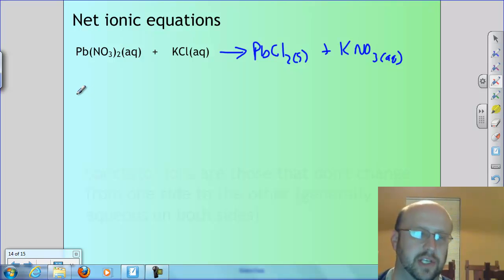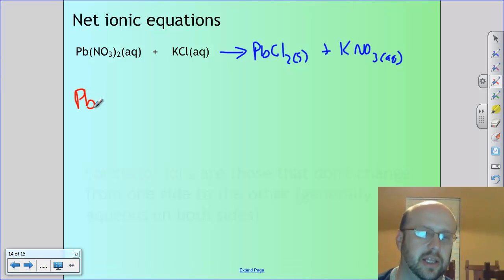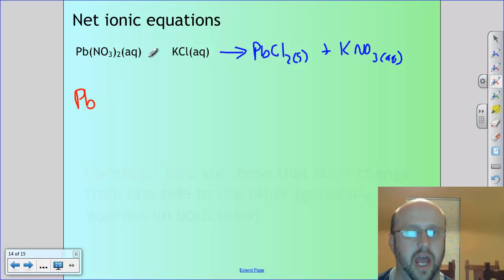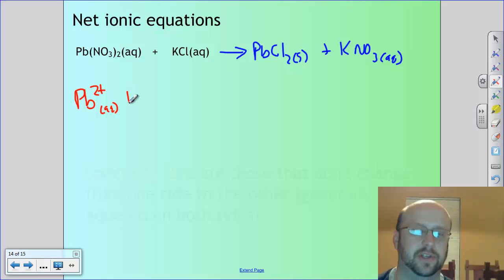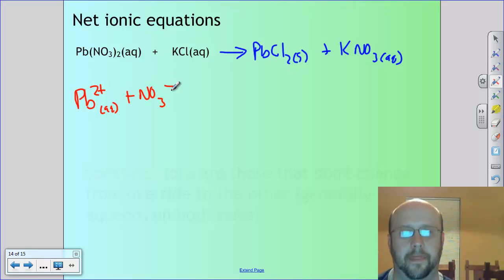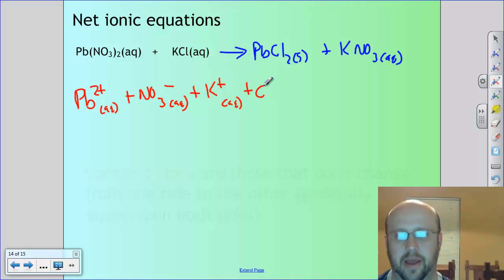It's a step-by-step process. The first thing that you do is you take everything that's aqueous, and we're going to break it up into its ions. So I know that I've got lead 2+, that's aqueous. And I know that I've got nitrate, also aqueous. It does not matter how many. Technically, I have 2 nitrates, but I'm not going to worry about that because I'm not balancing yet. Potassium chloride is also aqueous, so I'm going to break that up into its ions. Now, why am I doing this? The reason I'm doing this is because I want to get rid of any extra ions. Any ions that aren't actually doing any work, aren't really part of the problem, we're going to get rid of.